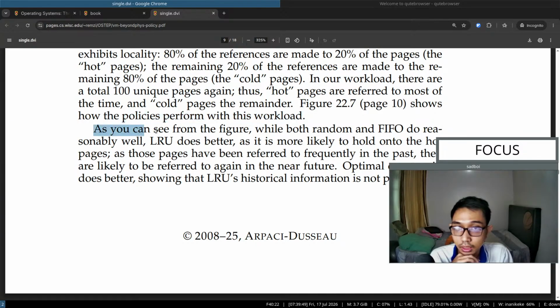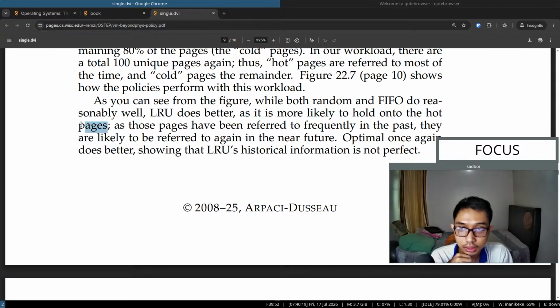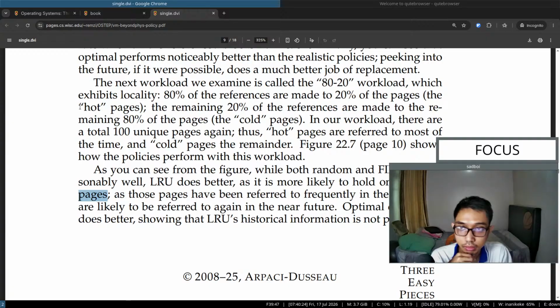As you can see from the figure, random and first in first out do reasonably well. The least recently used does better, as it is more likely to hold onto the hot pages. I'm assuming the active pages, maybe something like that.